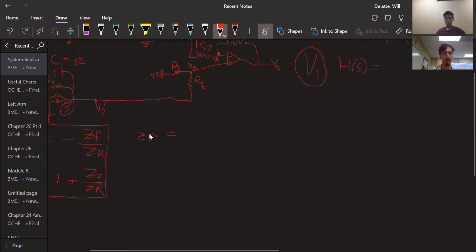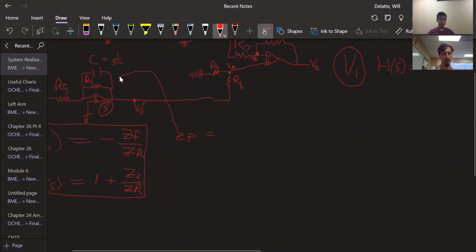This ZF term is in reference to this part here, because when we say ZF, ZF stands for feedback. So our entire feedback loop here can be combined into one single branch that we can combine using our good old friend, the parallel equation. We're going to multiply the top terms by each other over our terms adding up to each other.